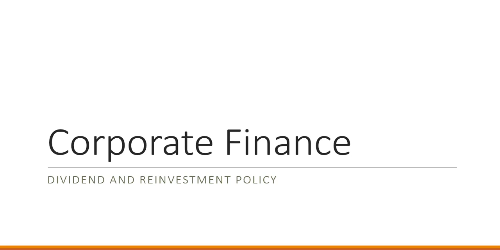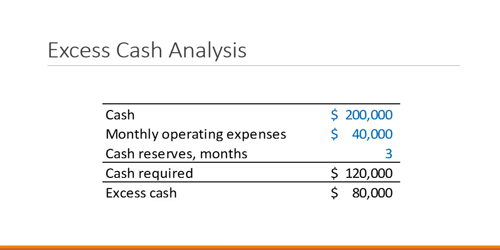Today's topic is dividend and reinvestment policy. Let's look at an analysis of excess cash to begin. This will be the source for dividends or other options for the company. A company needs to have some cash on hand as part of their working capital. So a possible metric would be 3 months of operating expenses.